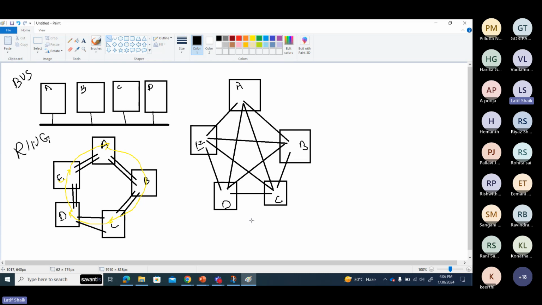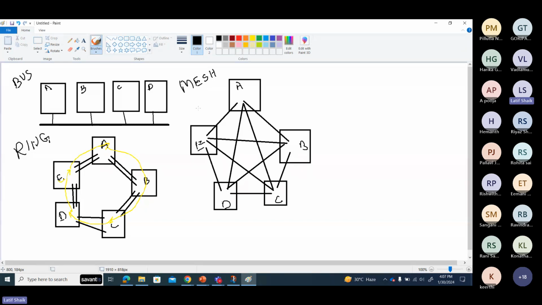Anybody can guess what is this particular topology? Star topology. It's a mesh topology. So normally we take it as a wrong thing. It is because for people it's easy to write, they put a star and explain. So I wantedly did that one also. It is called a mesh topology.